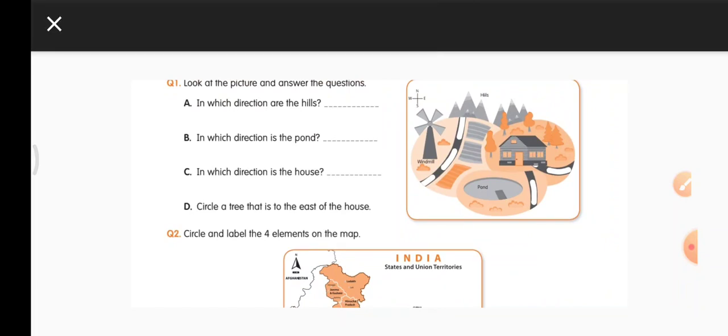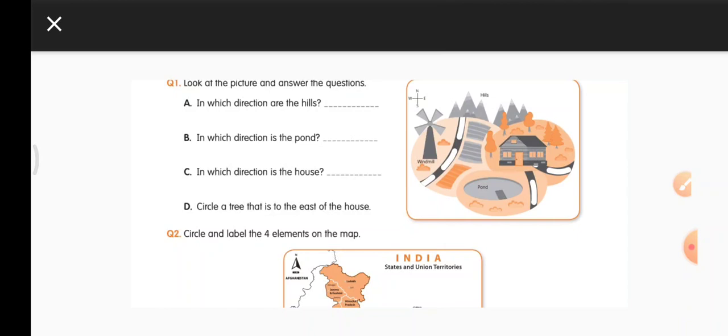In which direction are the hills? Hills are on the north. How do we know? The compass shows N, S, E, W. So, hills are in the N direction, means the north direction. So, you can happily write north in the A blank.